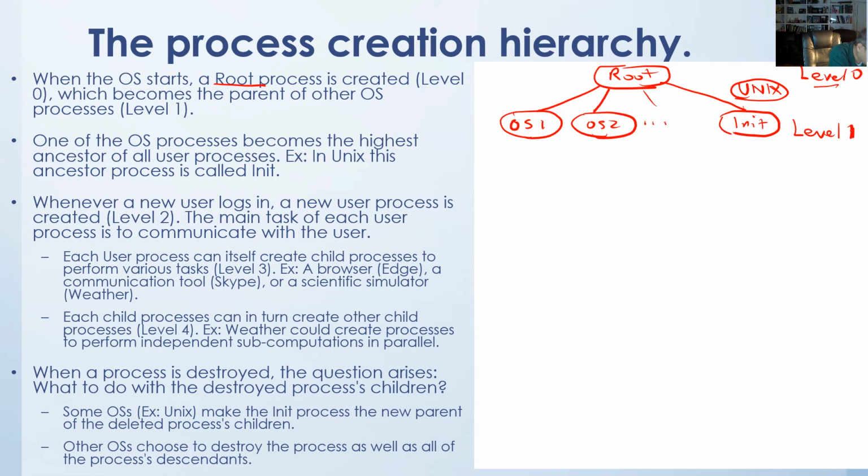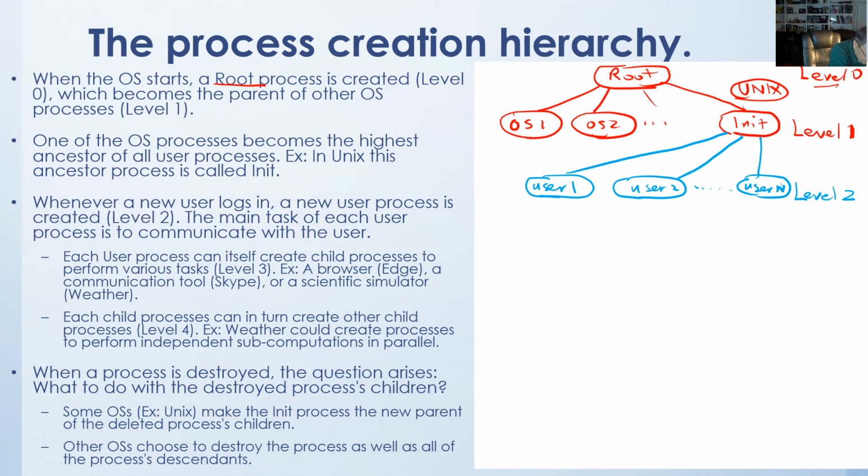Then let's use a different color. If a user process is created, whenever a new user logs in, a new user process is created, and that user process is created at level 2. So here you're going to see user process 1, user process 2, 3, and all the user processes have one parent. That's the init. Let's say user n.